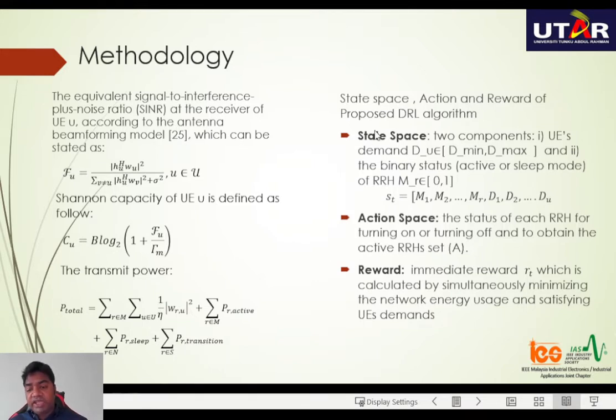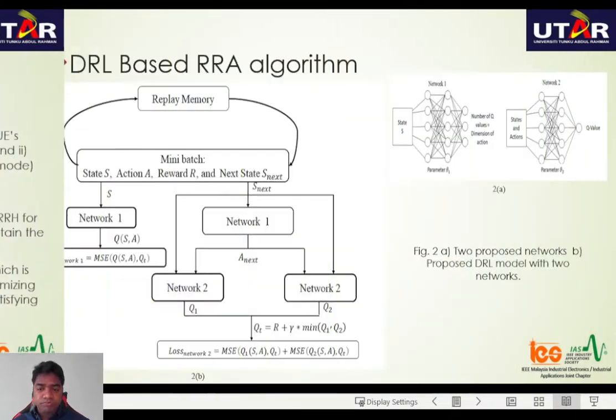The state, action and reward of the proposed DRL algorithm: the state has two components, one is the user demand and the other is the active or sleep status of the RRHs. The action is the status of the RRHs for turning on or turning off, to obtain the active set of RRHs. The immediate reward is R_t, which is calculated by simultaneously minimizing the network energy usage while satisfying the UE demands.